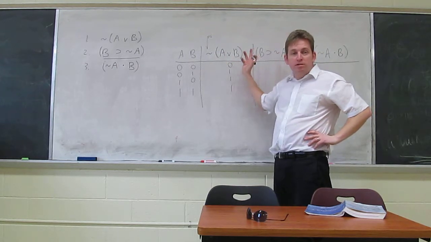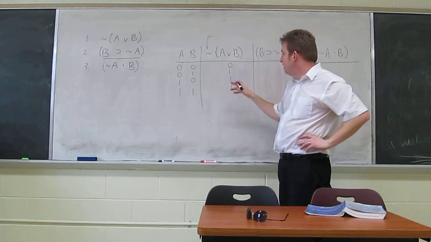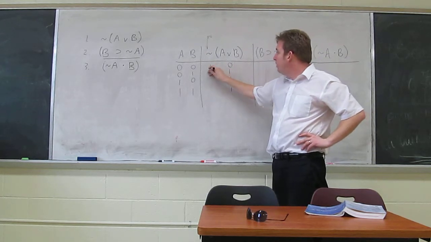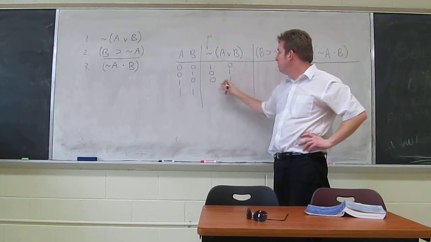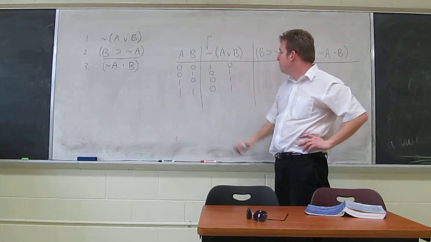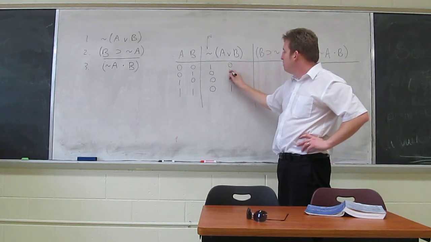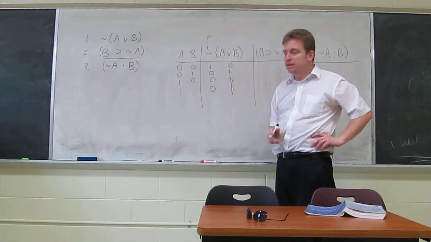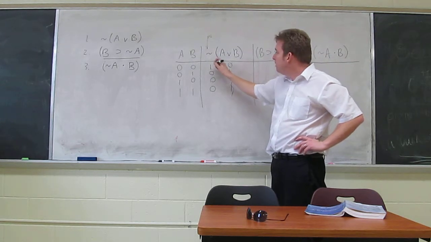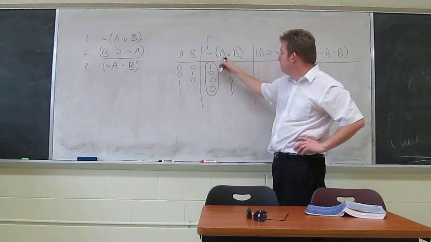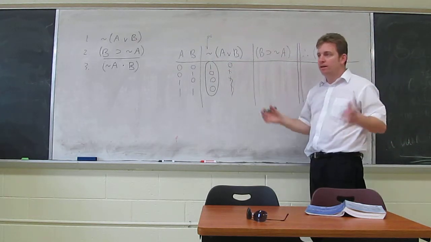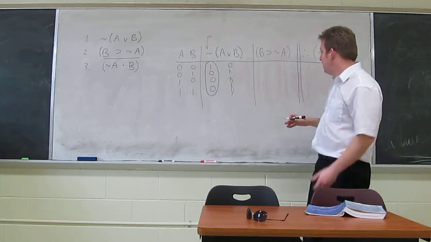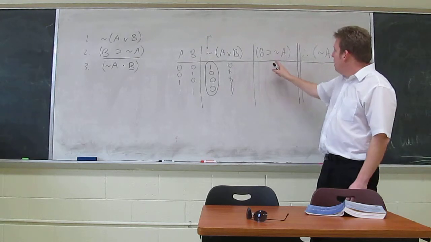So what does the negation do? It simply flips the value of whatever you already have. So 0 becomes 1, 1 becomes 0, 1 becomes 0, 1 becomes 0. Then we can scratch through this if you want, just to make sure we don't pay much attention to it anymore. We've used it. This is the truth table for that sentence. All right. Again, I feel like I should ask any questions, but I can't, so we'll just move on.